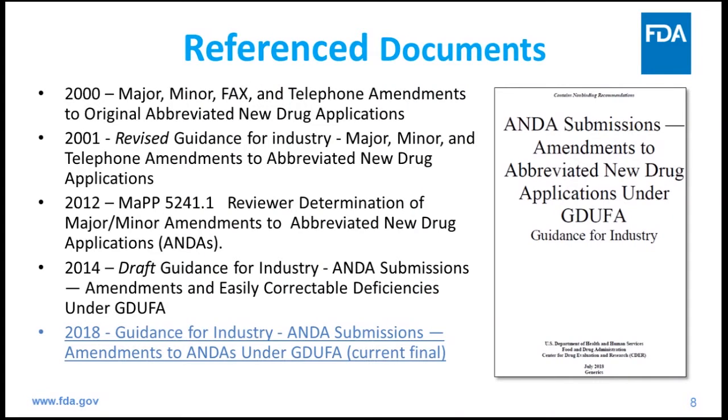Just want to let you know that the classification and definition of the major and minor amendments and deficiencies go a long time ago, to the year 2000. You can see that it was so old. At that time, we still used fax. So now we have the 2018 guidance for industry. If you guys haven't noticed, it's one of those copies outside, those display copies that you don't want to steal.